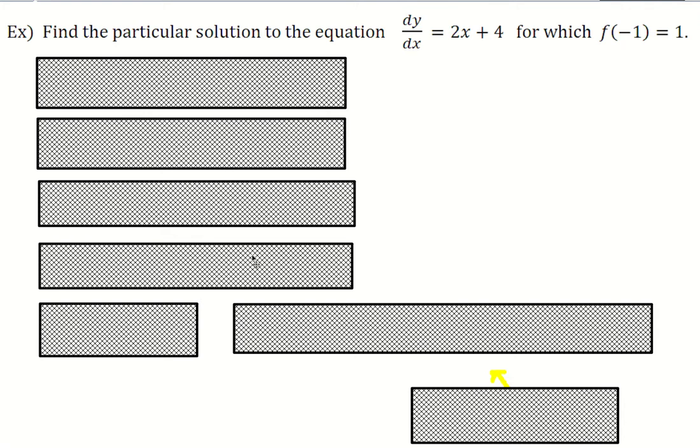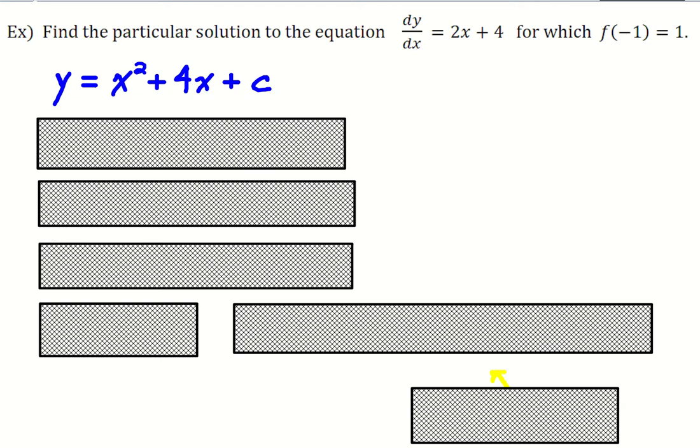Moving on to this next example. This should also be basically like review from last semester. Find the particular solution to the equation dy/dx equals 2x plus 4. So we're going to solve this differential equation, which, again, is the lingo for figuring out what y equals. So you're taking dy/dx and going back to y.